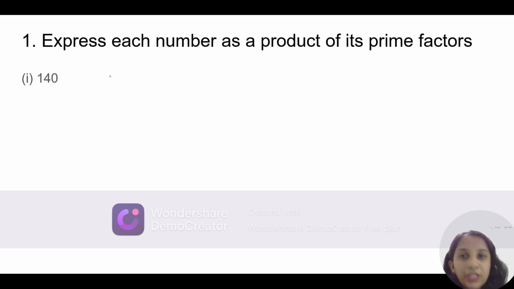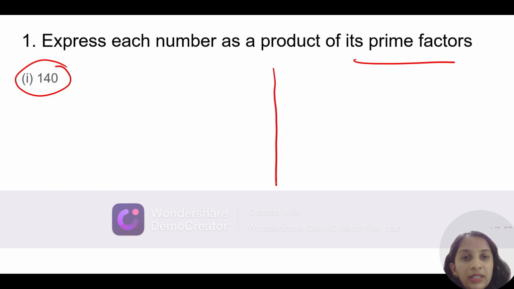Okay. The first question is: express each number as a product of its prime factors. According to this question, they have given one number, right? We have to keep on dividing this number until it becomes 0, but only through the prime numbers. Okay. So while dividing this, we have to think about two things.